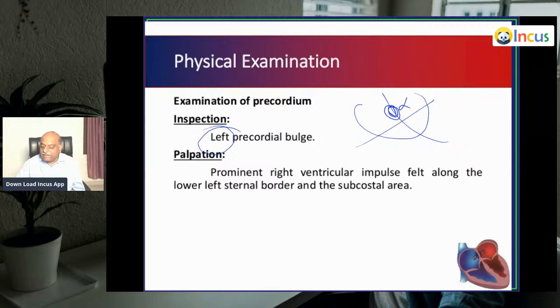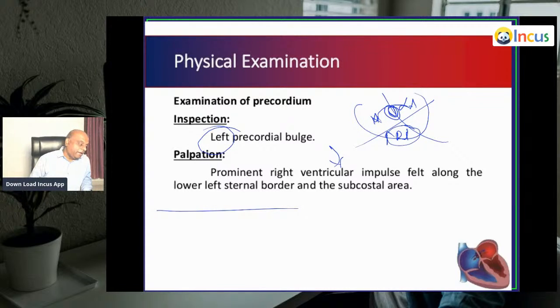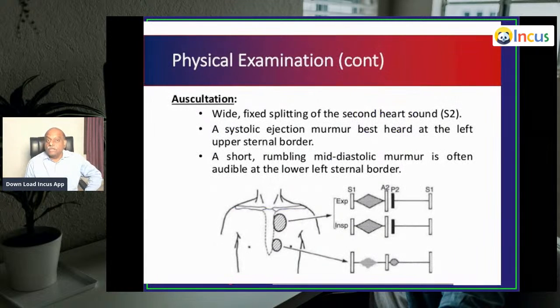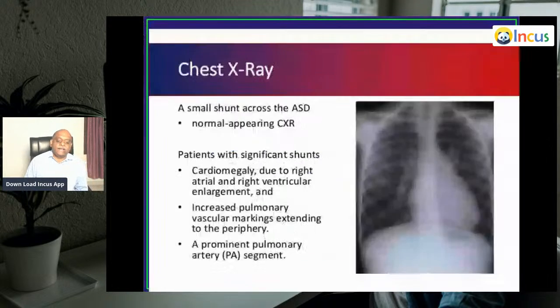And in ASD, what is happening? Left atrial blood is going to the right atrium, and right atrium blood is going to the right ventricle. So there is increased right ventricular flow. That's the reason a prominent right ventricular impulse along the lower left sternal border is what you see in case of ASD. Wide fixed splitting, a systolic ejection murmur at the upper sternal border, a short rumbling mid-diastolic murmur along the lower left sternal border. They are the auscultatory findings.